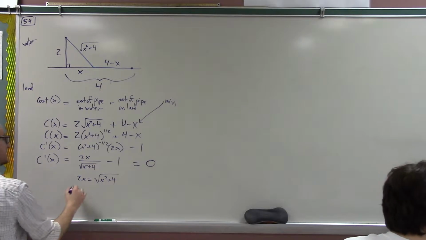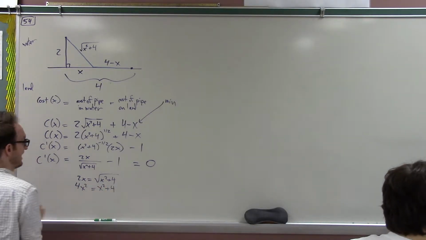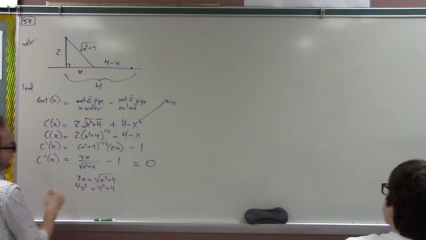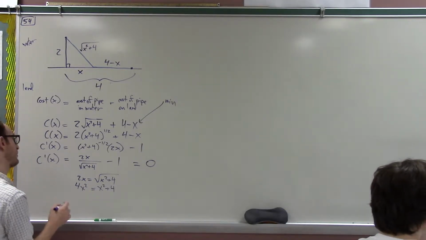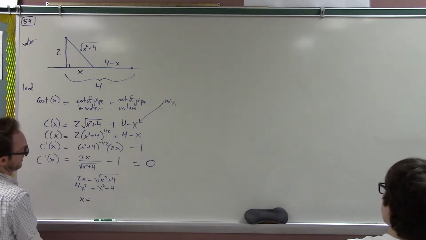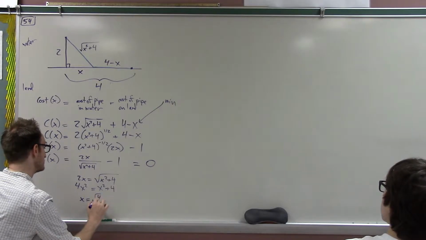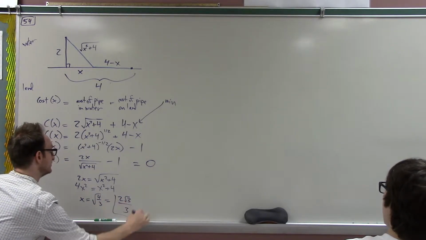Yes. If I square both sides, I get 4x squared is x squared plus 4, and thus x is the square root of 4/3. Is that right? Yes. Square root of 4/3. So did you get 2 root 3 over 3 for x? Yes.